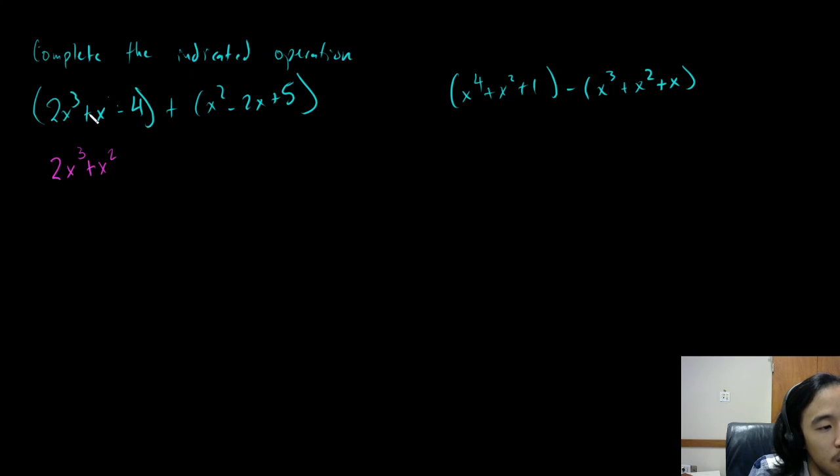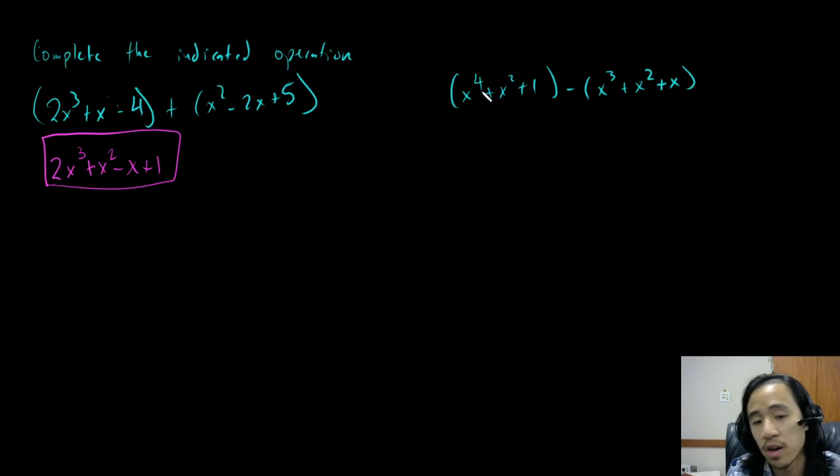And then now we're going to go to x's, just x to the first. So we have plus x here and then minus 2x here. So we're going to end up with minus x. x minus 2x is minus x. And then negative 4 plus 5 is going to be plus 1. So there is our answer for this one.